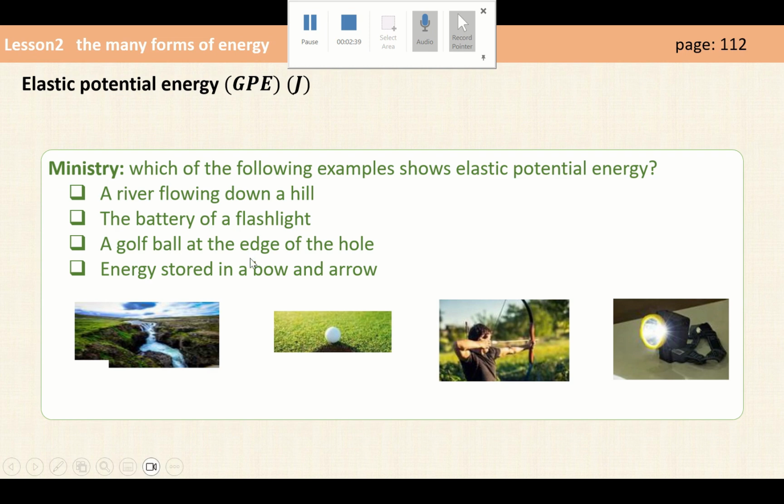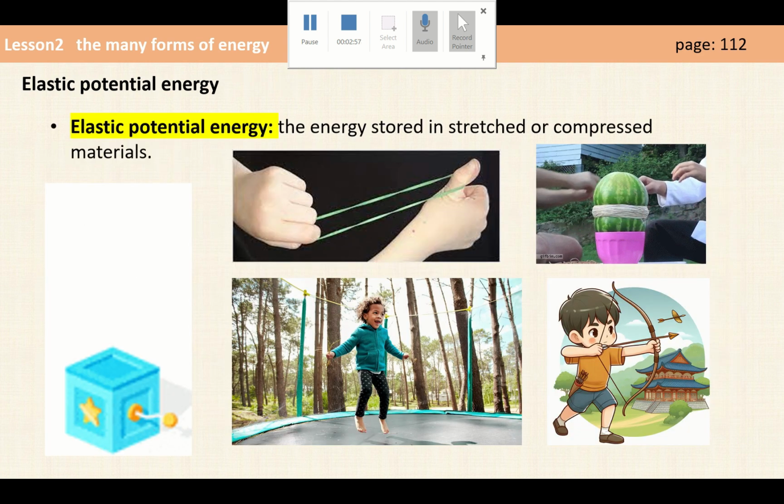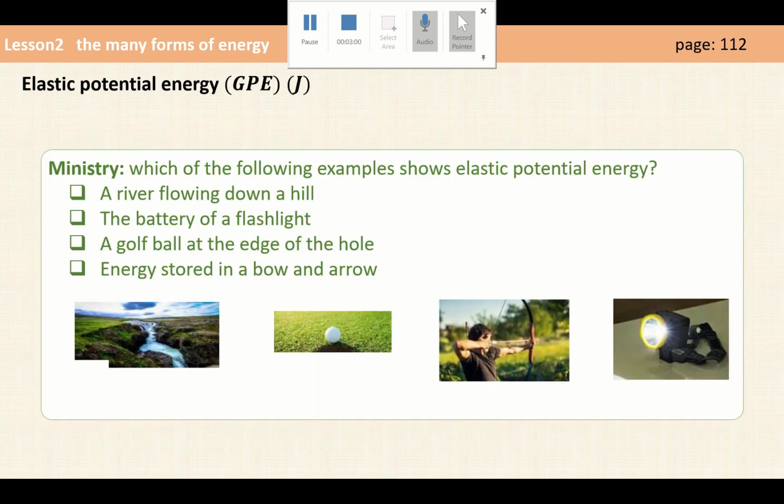As a question, it says, which of the following examples shows elastic potential energy? A river flowing down a hill, the battery of a flashlight, a golf ball at the edge of the hole, or energy stored in a bow and arrow. Just like you saw earlier, the last one is an example of elastic potential energy. When you stretch this string at the back using the arrow, you store elastic potential energy in it. And this elastic potential energy converts into kinetic energy once you let go of the arrow.